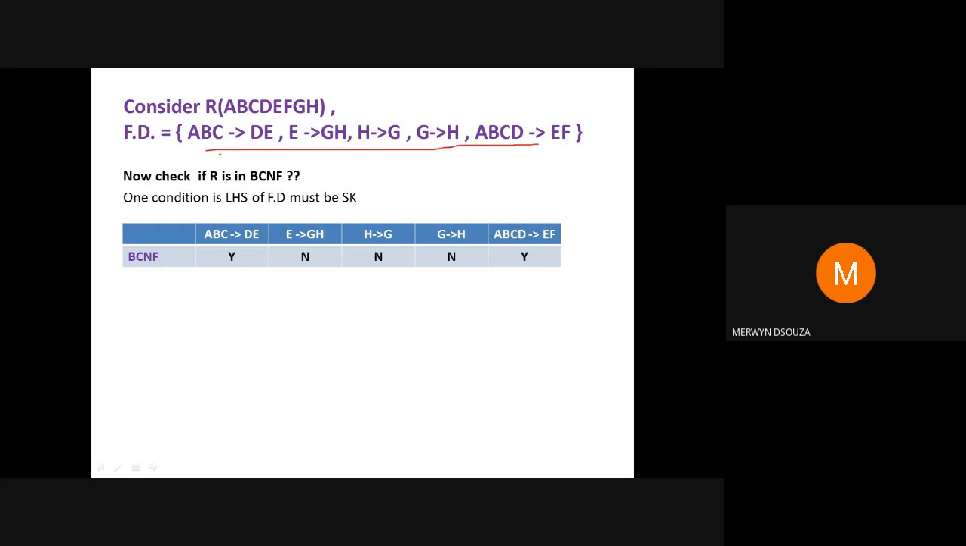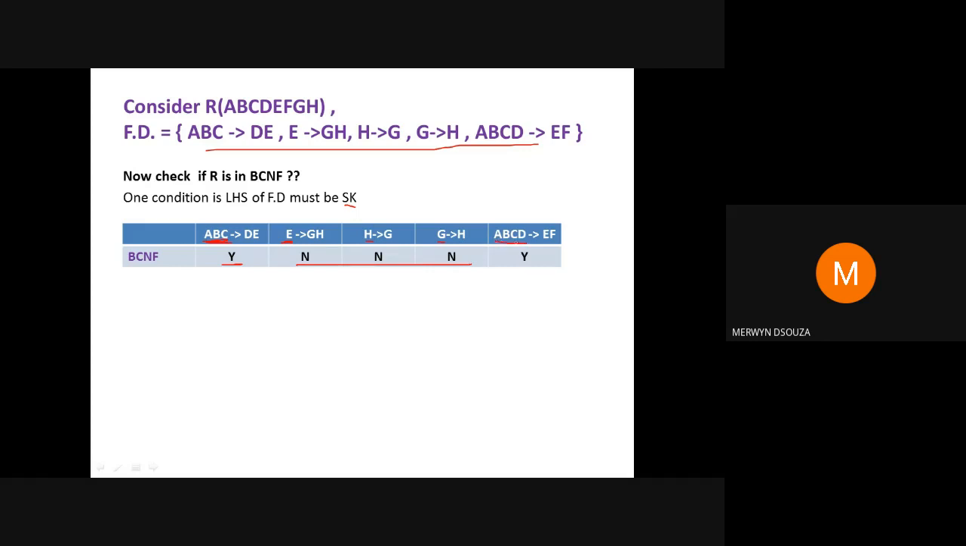I'm checking whether the left hand side is a super key. You know that ABC is a candidate key, so if it's a candidate key, obviously it's a super key. Therefore I write here that this functional dependency is in Boyce-Codd normal form. This one is not a super key, because ABC is the super key. This is not a super key. This is not a super key. So I'm writing N here.